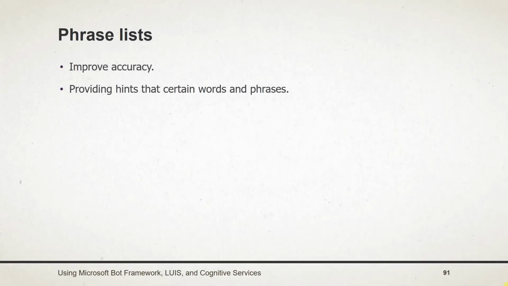In this session we will learn phrase list. Phrase list is one of my favorite features of LUIS. Using phrase list, we can improve accuracy of LUIS app. Previously, phrase list was known as features. It is providing hints that certain words and phrases are part of a category.